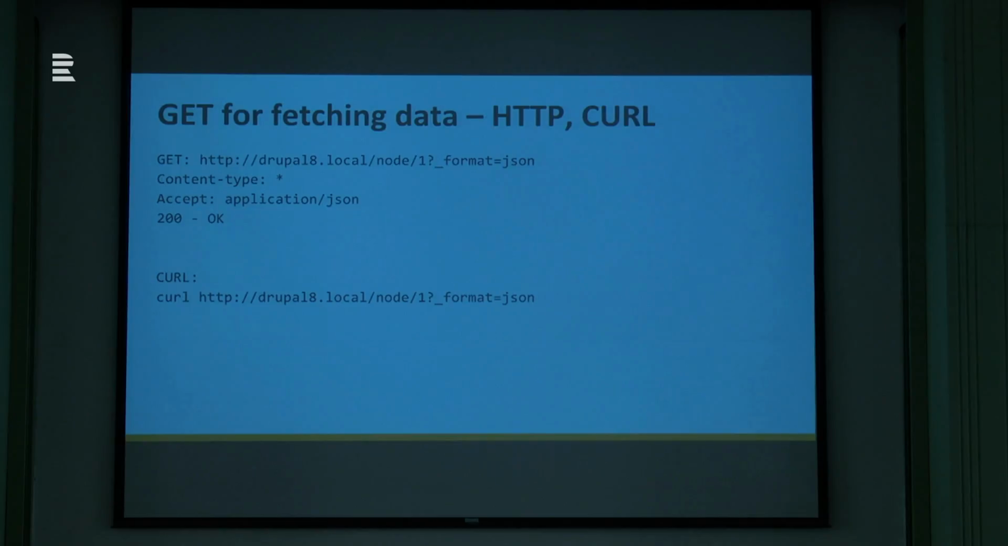Okay, so let's do the get. So get for fetching data in Drupal. HTTP request looks like this. So we are requesting here node 1 in format JSON. It's returning back 200, and in curl you should get it like this, and you should get back a JSON response of this node, and then manipulate it, show it on the page like you want.